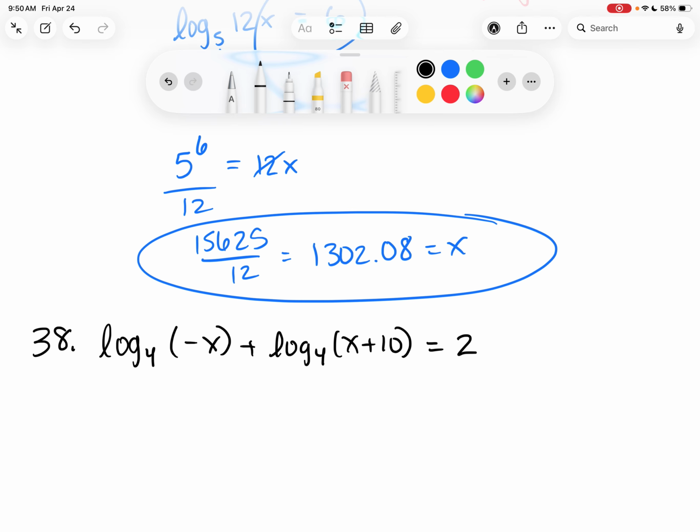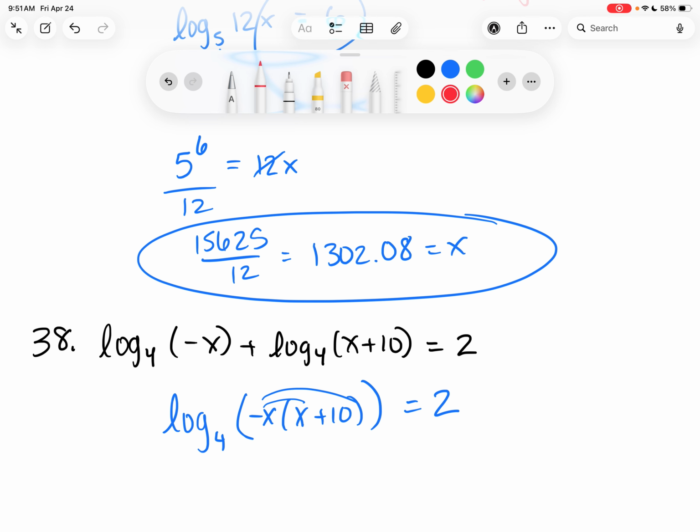This is the stuff we did yesterday. The log of the product is equal to the sum of the logs. So I have logs being added together. That means that the stuff inside of them gets multiplied. So this is going to become 1 log base 4 of negative x times x plus 10. I'm going to just put that all in there so it doesn't get confusing. Equals 2. If you want, you could have gone ahead and distributed that. I'm just going to do it in the next step.